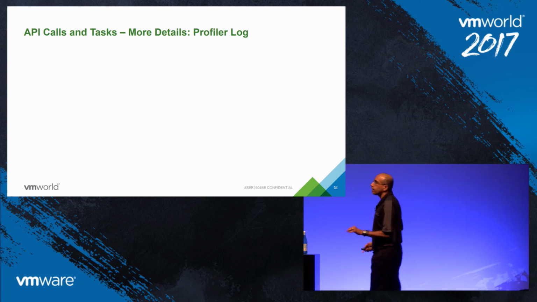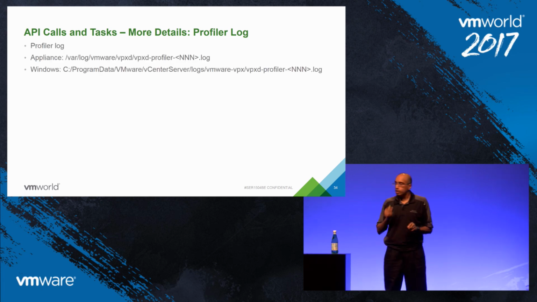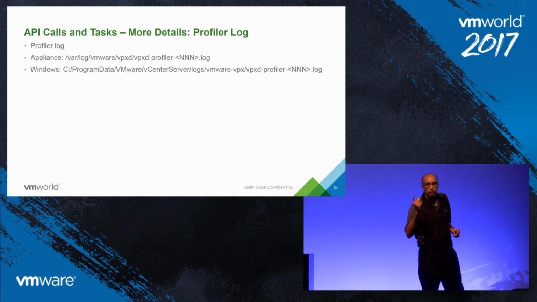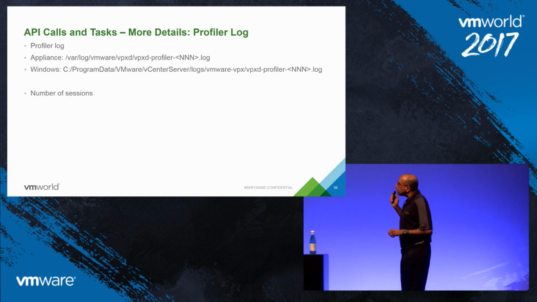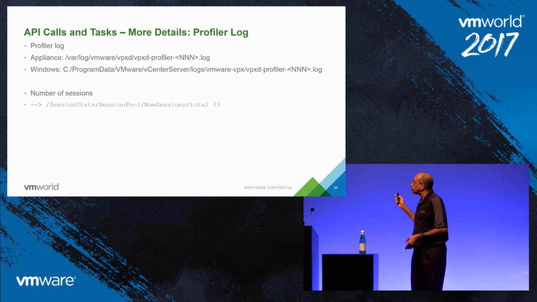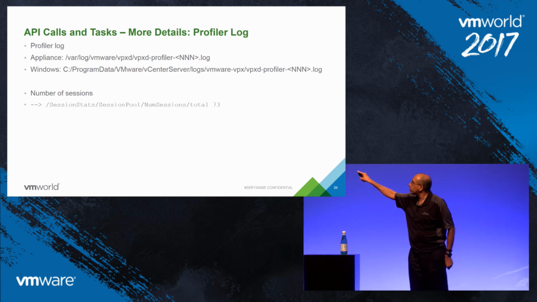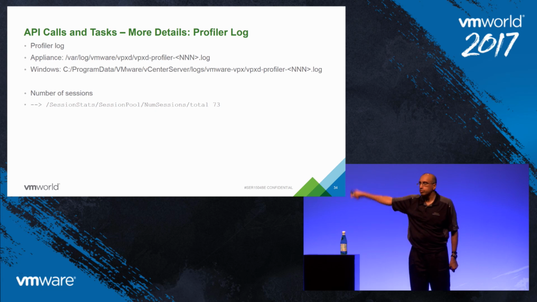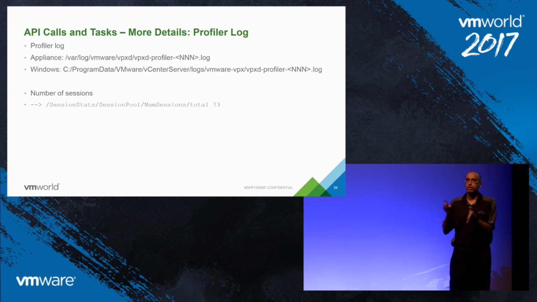The important one to look at is a log file called the profiler log. This profiler log is in these locations in the appliance and in Windows. Okay? And it gives you a lot of useful information, and the format of that information is basically a key value pair. In this case, I show you the number of sessions. Now remember what I said a few slides ago. I said that if you hit 2,000 sessions, no one can log into vCenter.